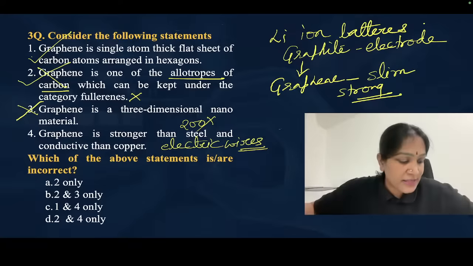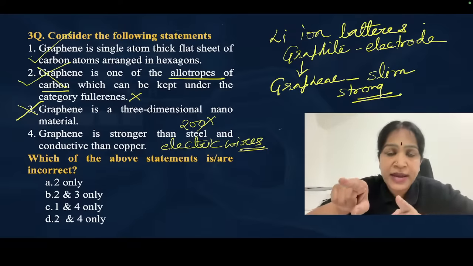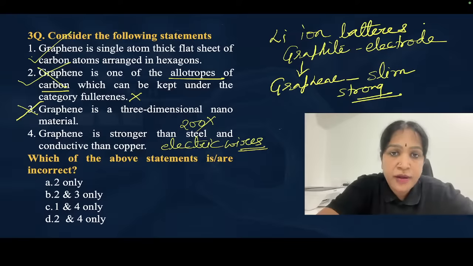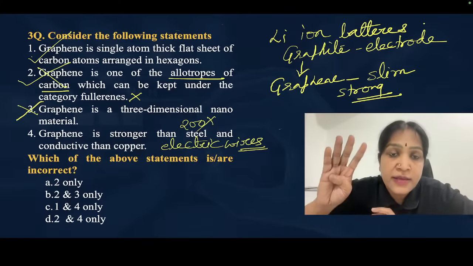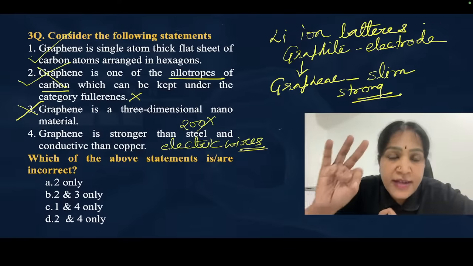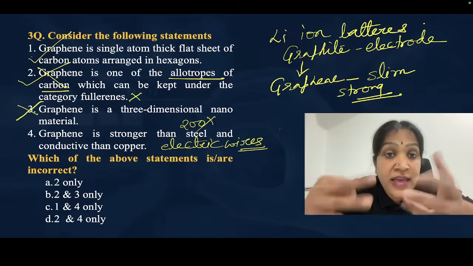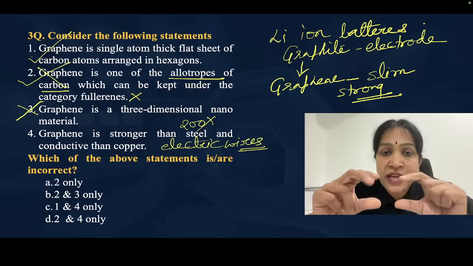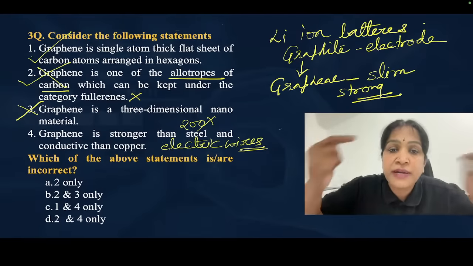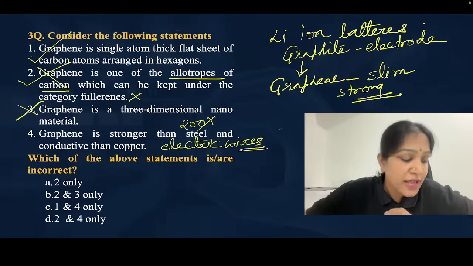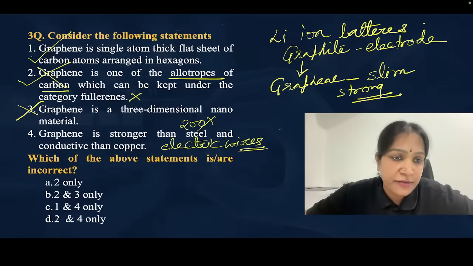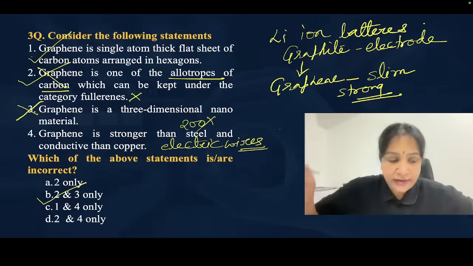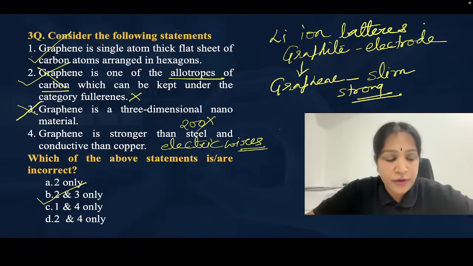I hope it is clear. I repeat, in our cell phones, laptops, tablets and all, we use lithium ion batteries. The lithium ion batteries use graphite as one of the electrodes, but graphite is heavy. Instead of graphite, if we use graphene, the cell phone can be slim and sleek, and at the same time much stronger. So we have multiple functions of this graphene. And the right answer is 3B, 2 and 3 only. Clear for all of you? Can we move on?